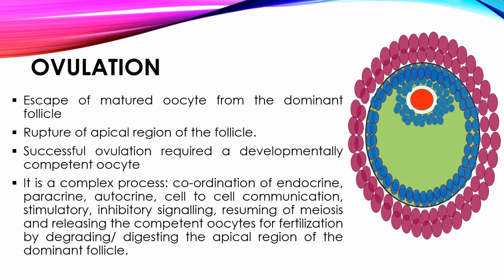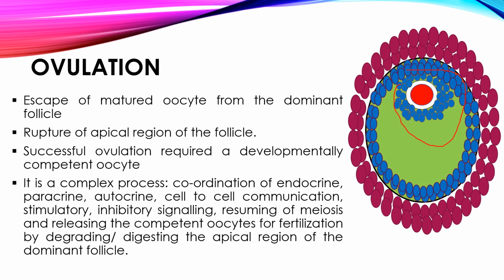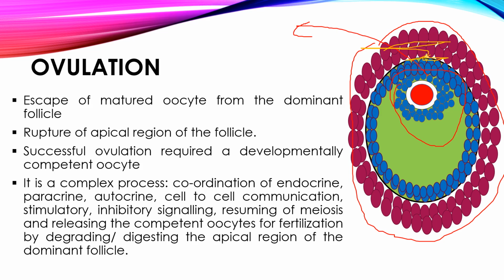Ovulation simply means escape of the oocyte from the dominant follicle. Suppose this is a dominant follicle and this oocyte is released from the follicle by digesting this apical portion of the follicle. We know that folliculogenesis occurs in the cortex or superficial part of the ovary. So digestion of this part is very important to escape the oocyte from the follicle. So it is a rupture of the apical region of the follicle so that the oocyte is released.